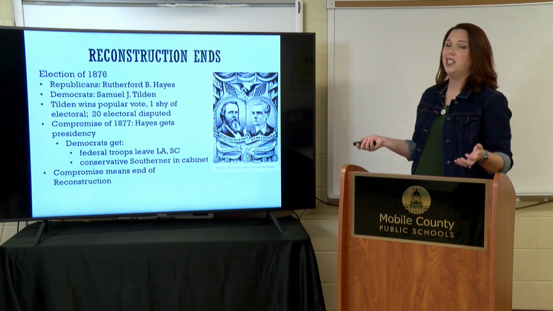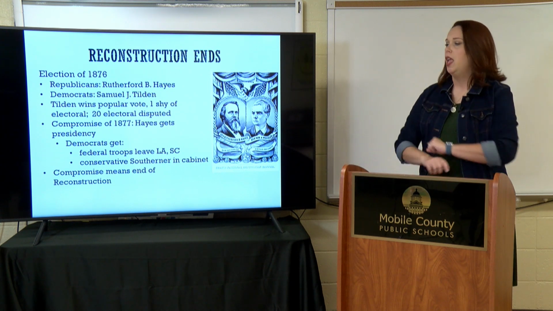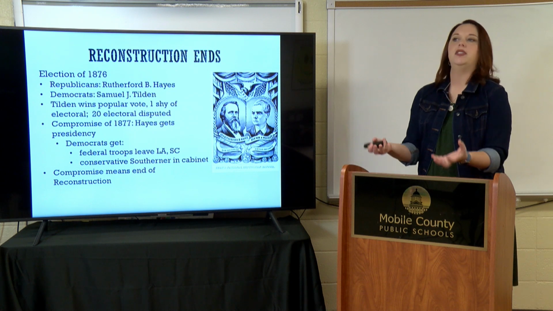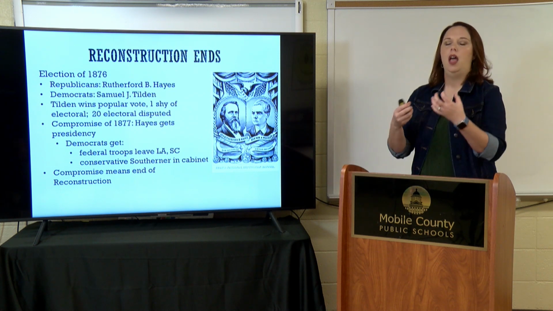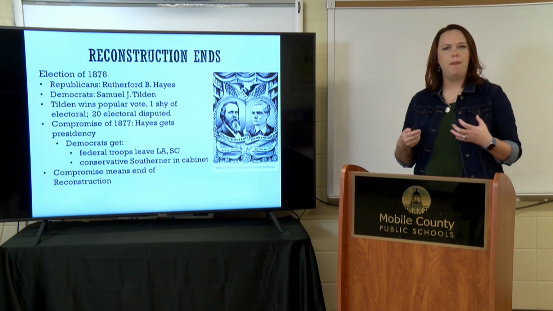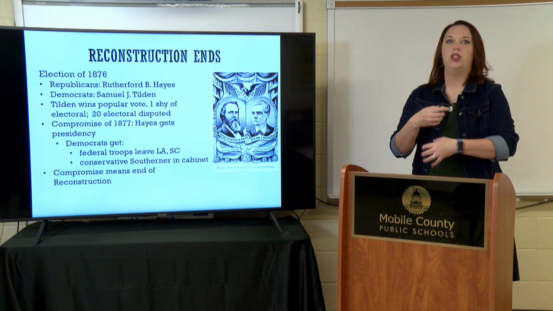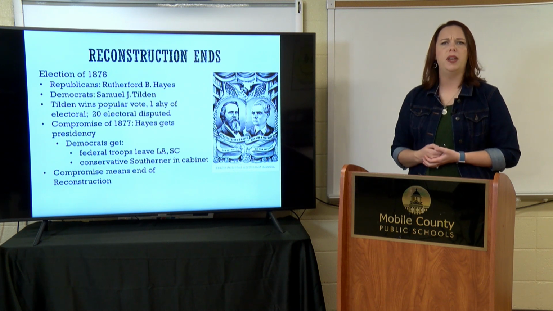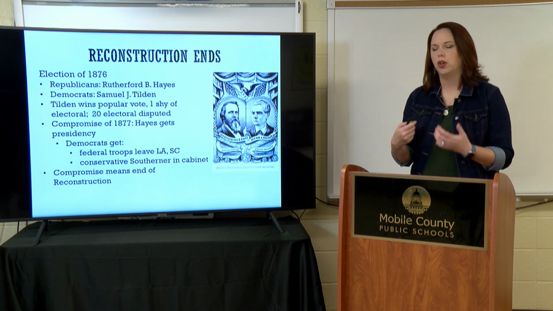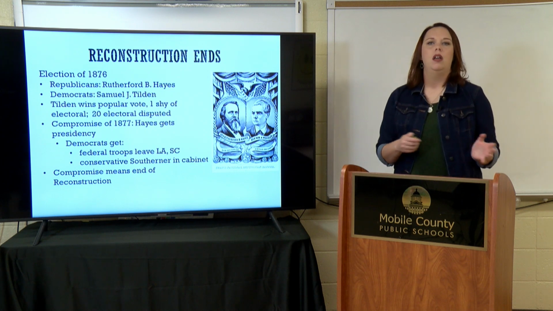And guys, this is what's going to lead to the end of Reconstruction. All the troops were removed from the South. The South essentially has control over their states and local governments again. Former Confederates are back in power. So we're going to see this shift that's going to change the way that government is constructed and facilitated in the South.